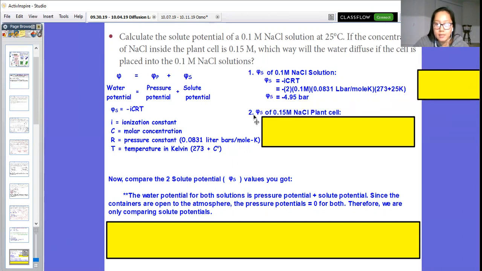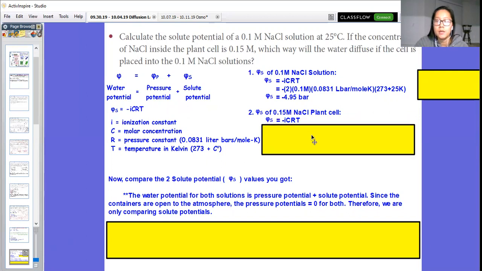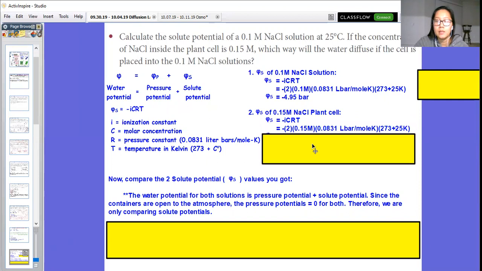We're also going to calculate the solute potential of the 0.15 molar NaCl plant cell. So this plant cell has a little bit of saltiness in it as well. And we're going to calculate out what its solute potential will be. So again, same formula. Let's sub in the numbers. The ionization constant is still going to be 2 because we're still using NaCl, which breaks down into Na+ and Cl-.